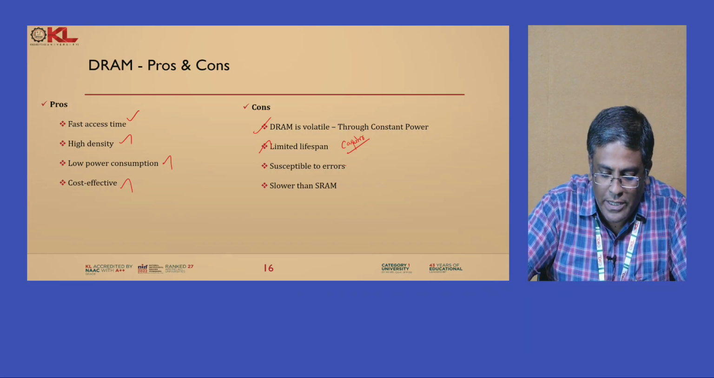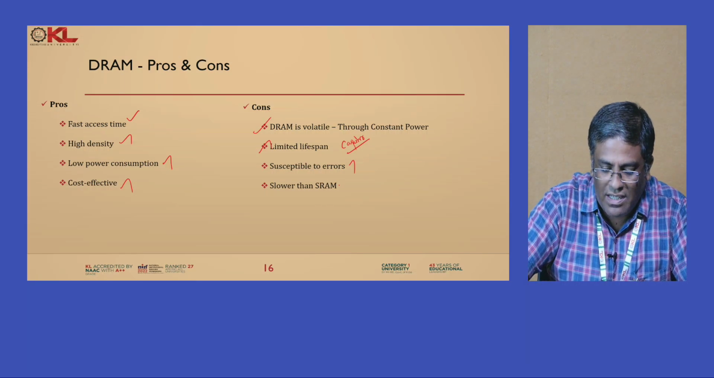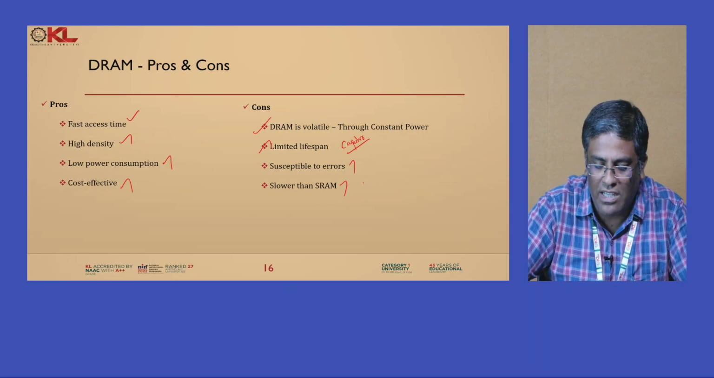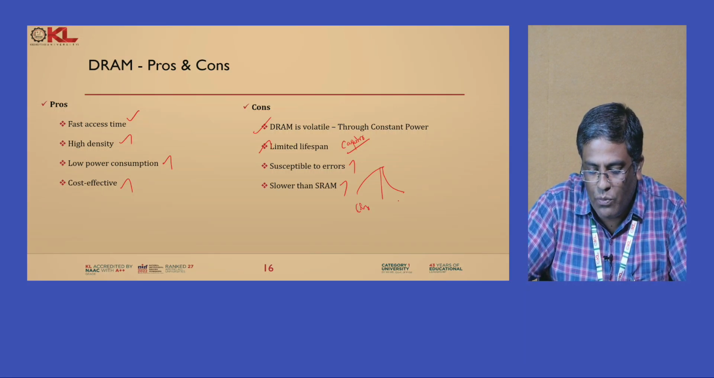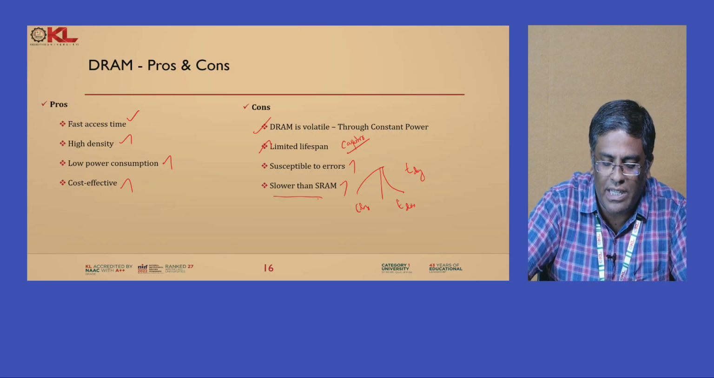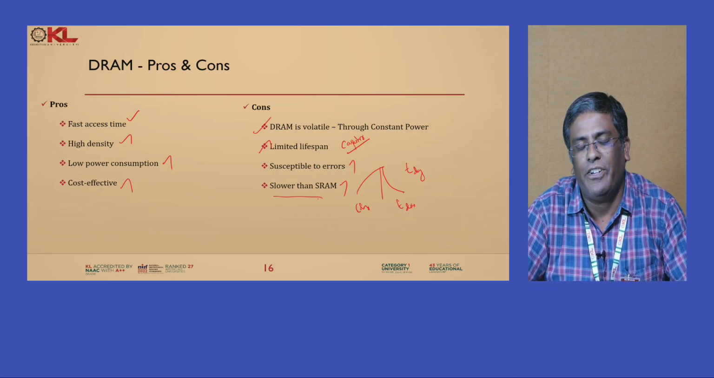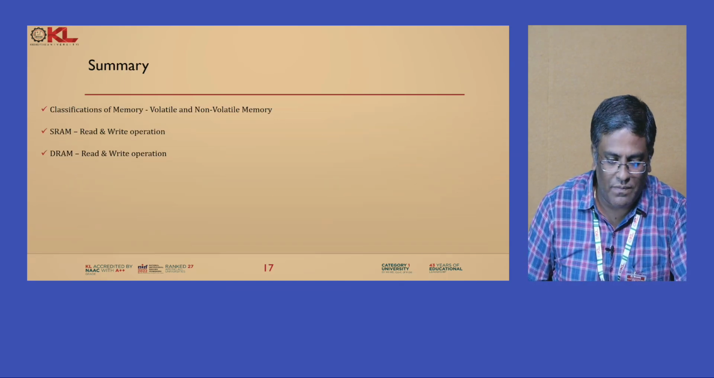And we can say it is susceptible to errors due to the capacitor activity. Since it takes its own charging time and its own time for the discharging, some sort of time delay will be available over here. This time delay makes the device slower when you compare it with the SRAM cell, right.